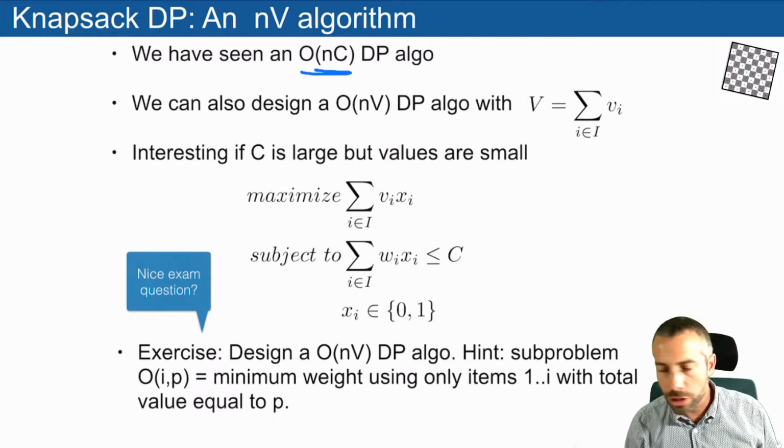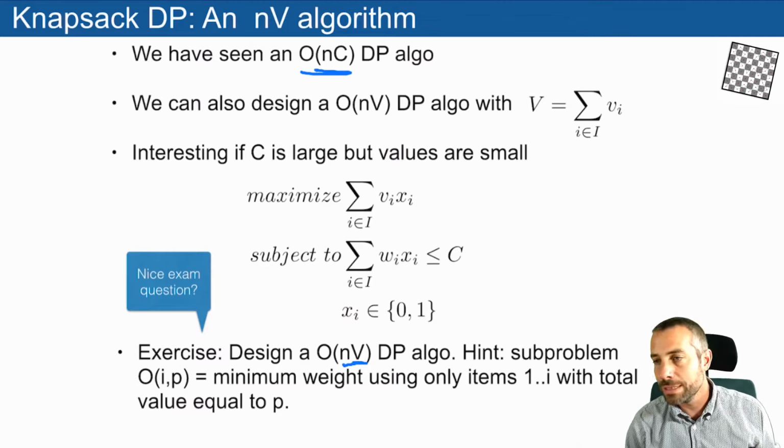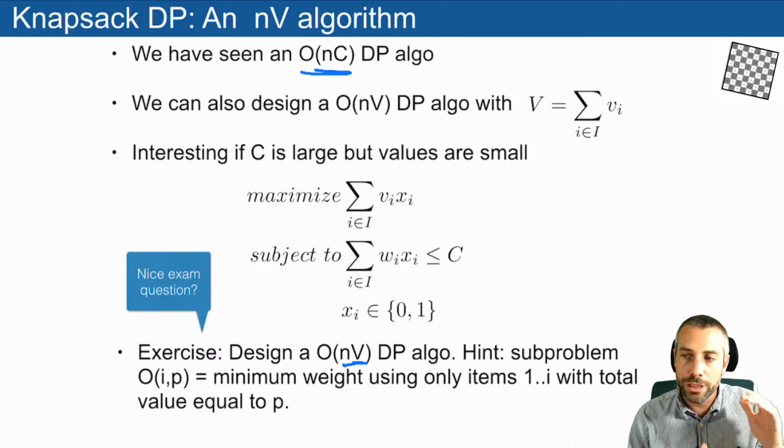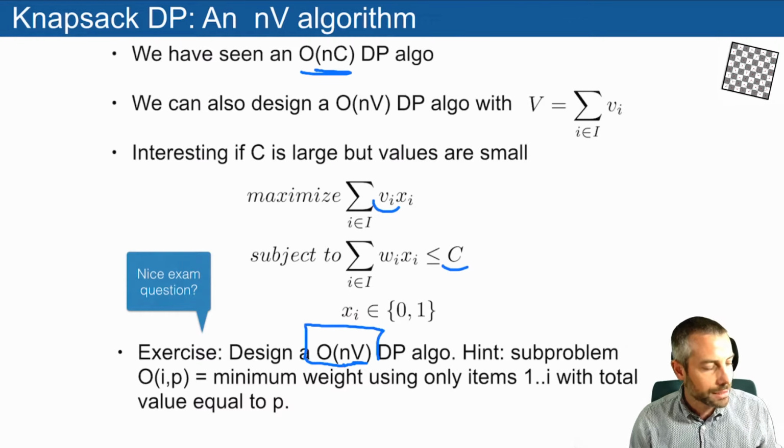What I wanted to mention here is that it's also possible to design an algorithm with complexity n times v. This might be interesting when the values are low and the capacity is large, so it is interesting to design another algorithm which is n times v. I left it as an exercise to do the computation and the implementation of this version.